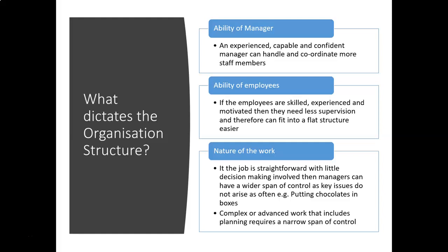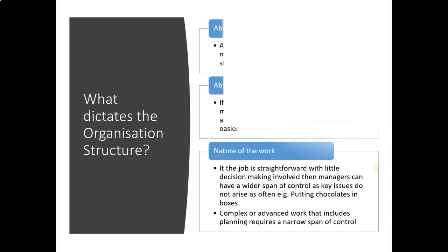If the job itself is straightforward with little decision making involved, then managers can have a wider span of control as key issues do not arise, like, for example, putting chocolates in the boxes. And then complex or advanced work that includes planning requires a narrow span of control. Let's go on to the next slide.